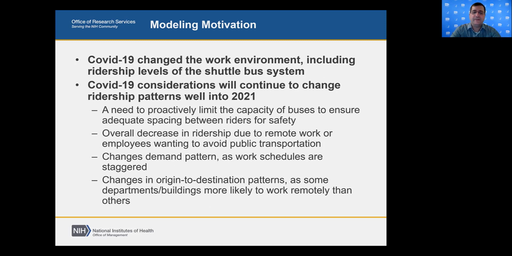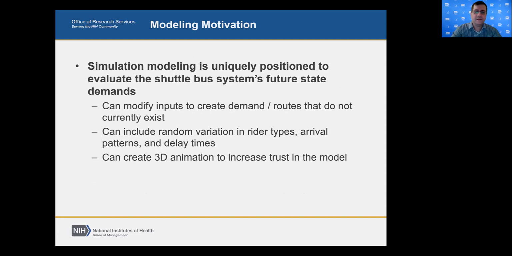Since the COVID pandemic, of course, we've seen a dramatic impact on the physical NIH workspace and ridership patterns of the system. We know that these changes will continue well into 2021 and potentially have permanent impact on mass transit systems broadly. We felt that computer simulation modeling was uniquely suitable to planning for this wide range of what-ifs and potential scenarios that may occur in the future.